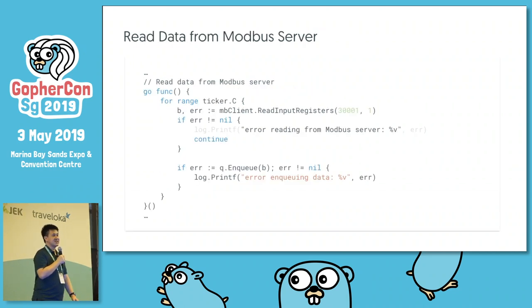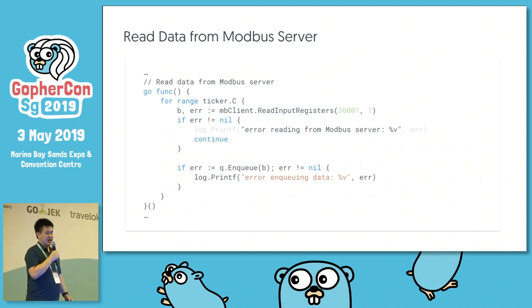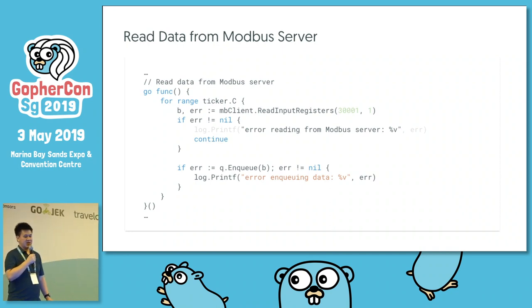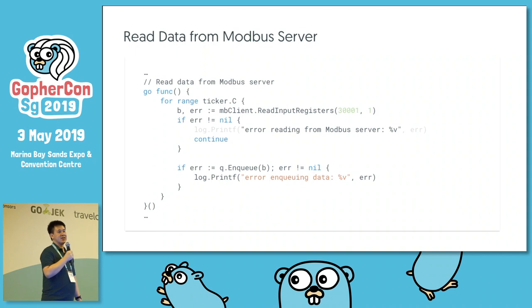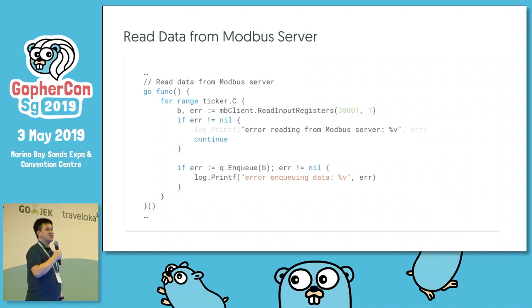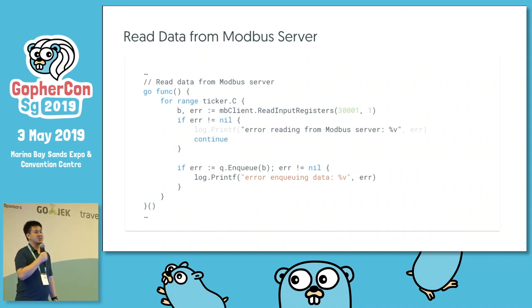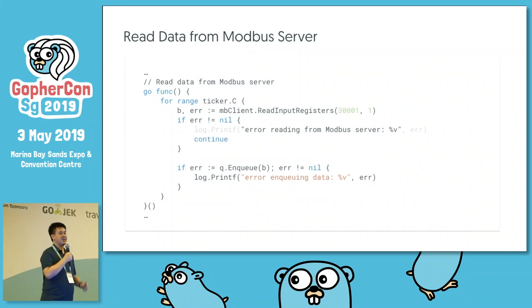Okay, here is the main data collection loop. It's running as a goroutine, and we range over the ticker channel. In each tick, we try to read data from the Modbus server using the Modbus client. In this case, we read from the input registers at this address for one register. If the reading is successful, we will push the read data into the persistent queue. Again, retry and backoff if it fails.